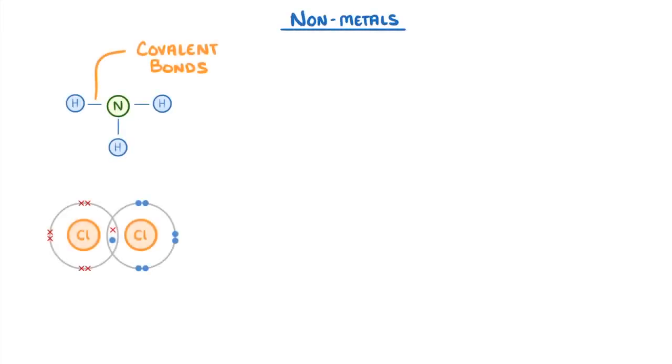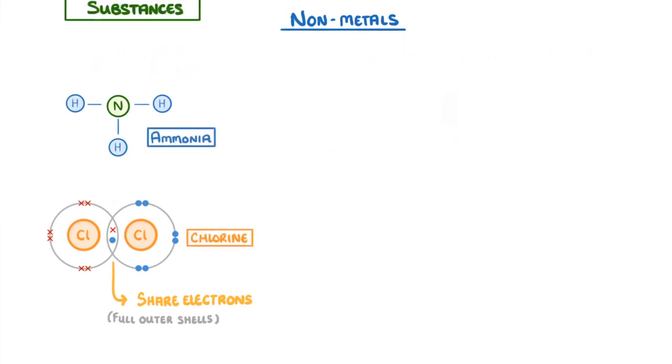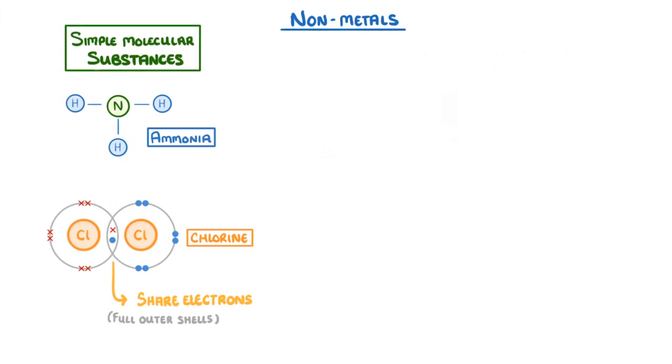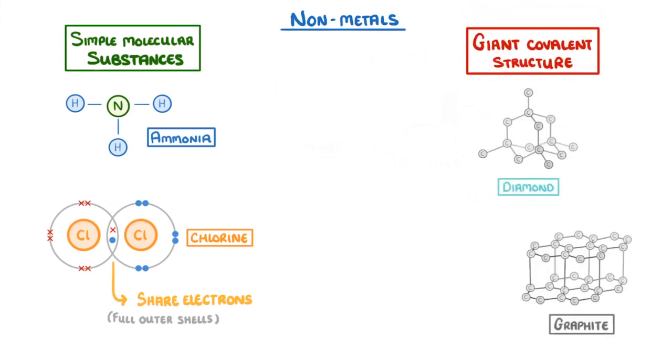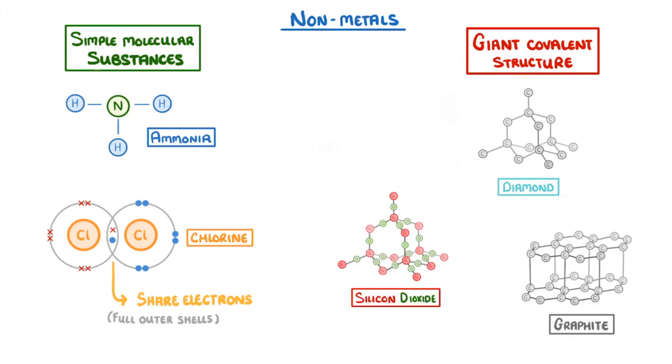We've already seen in other videos that nonmetals can join together by covalent bonds, in which they share electrons so that all of the atoms have full outer shells. Sometimes this results in small molecules, such as chlorine or ammonia, and we call these simple molecular substances. In other cases though, nonmetals bond covalently to form giant covalent structures, like diamond, graphite, or silicon dioxide.